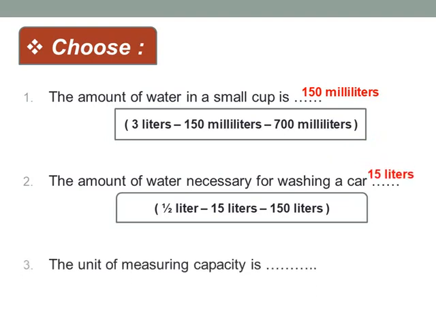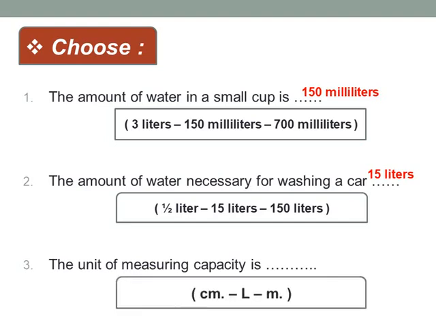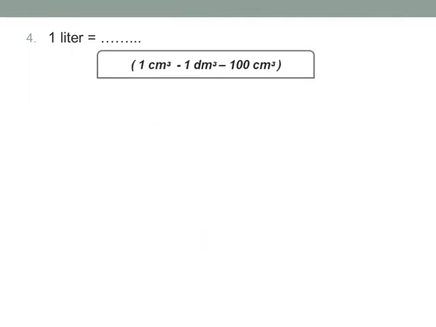Number 3, what is the unit of measuring capacity? Centimeter, liter, or meter? We can't choose meter, and we can't choose centimeter because this is just centimeter, not centimeter cube. That means the unit of measuring capacity is liter. Okay. Number 4, 1 liter equals 1 centimeter cube, 1 decimeter cube, or 100 centimeter cube. We should remember that the liter and the decimeter cube are big units. Then 1 liter equals 1 decimeter cube.